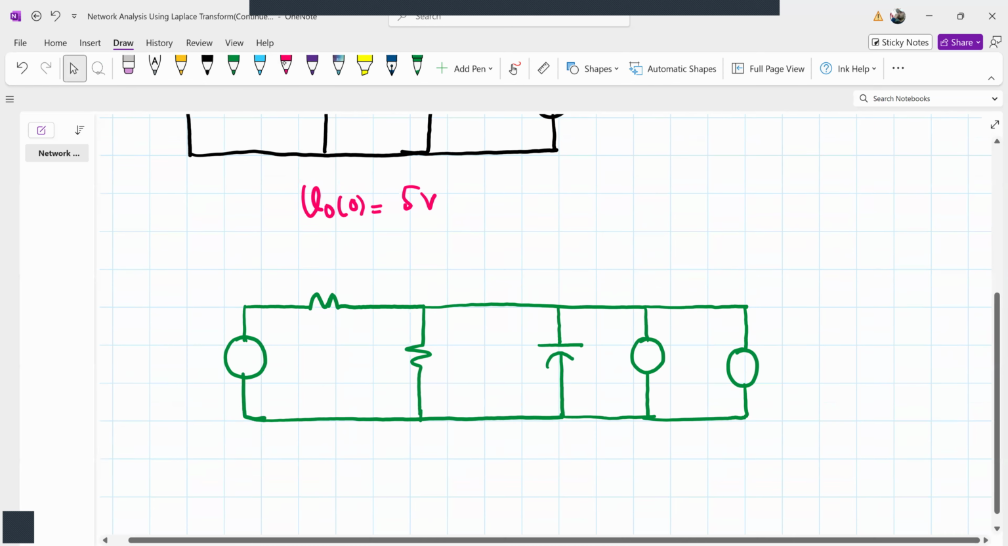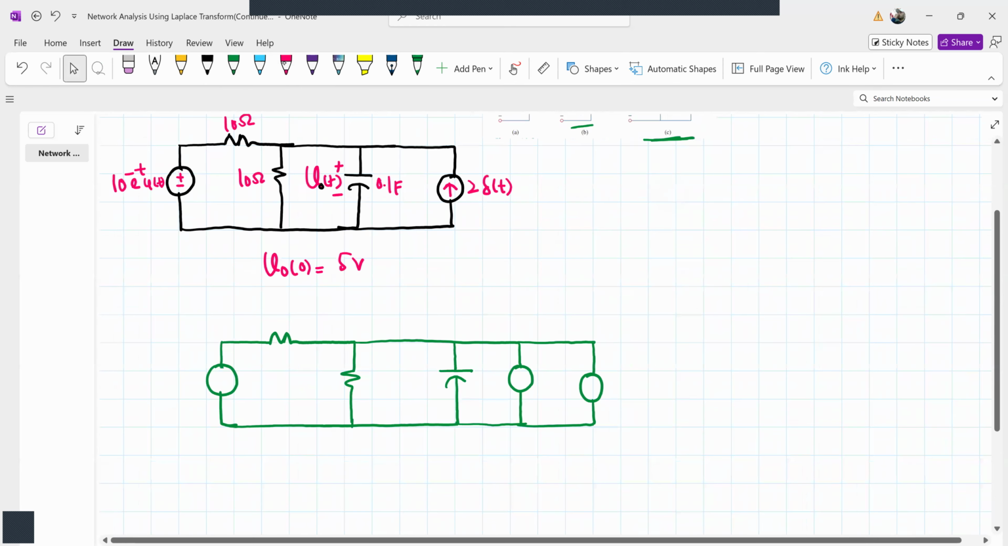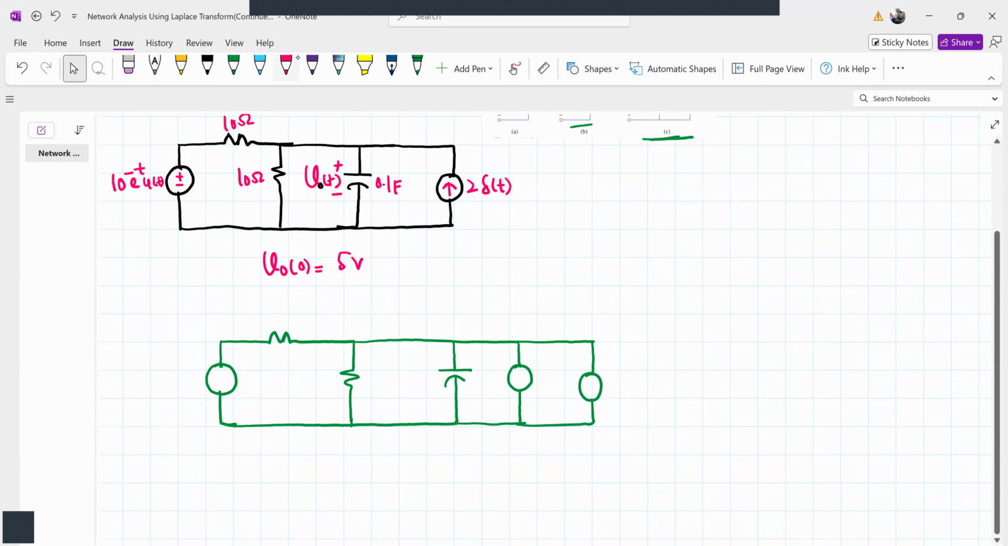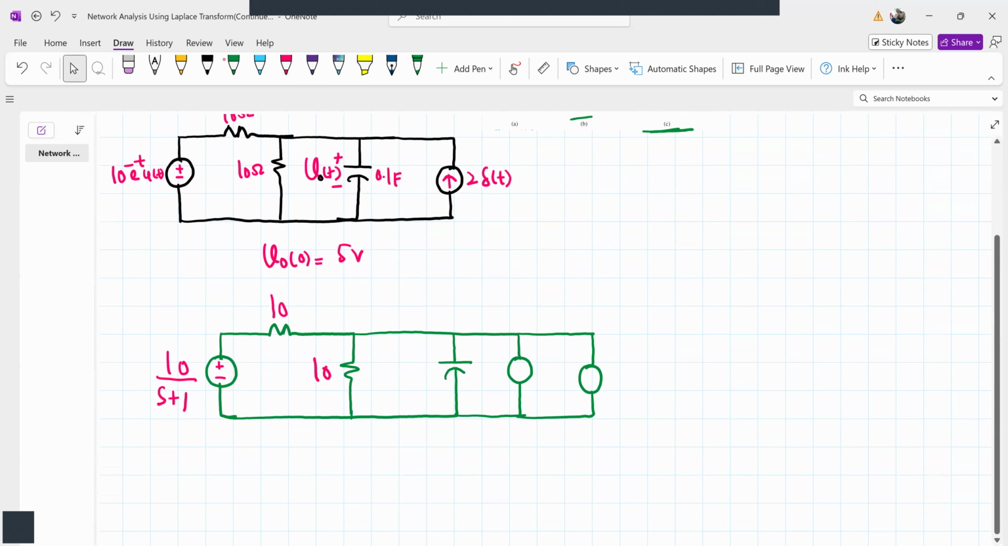So let me write the equivalent Laplace transform of these. First we'll write 10 e to the power of minus t u of t. The Laplace transform is 10 divided by s plus 1. Equivalent Laplace transform of 10 ohm is 10. 10 ohm is again 10. Now 1 by sC, C is 0.1, so it will be 1 by 0.1 s. So that will be 10 divided by s.